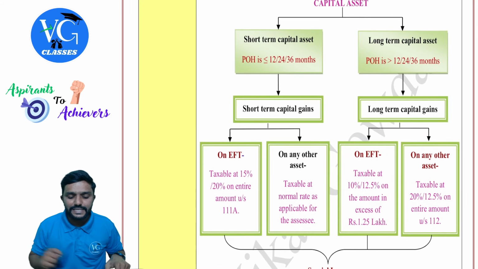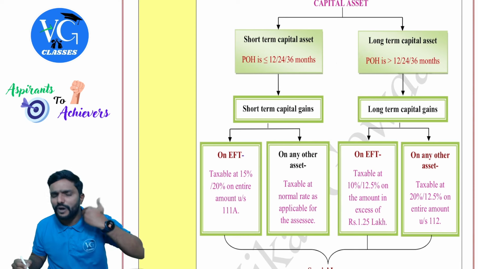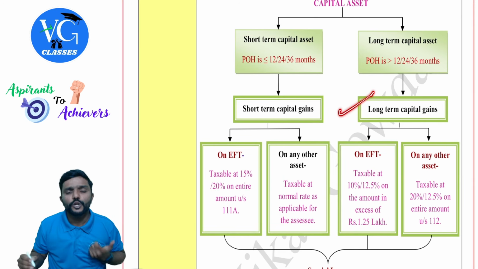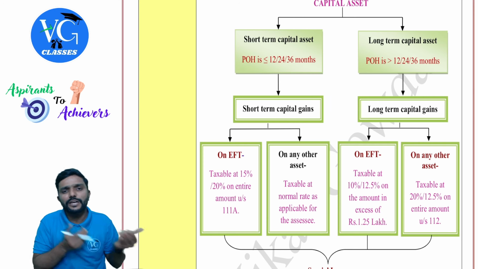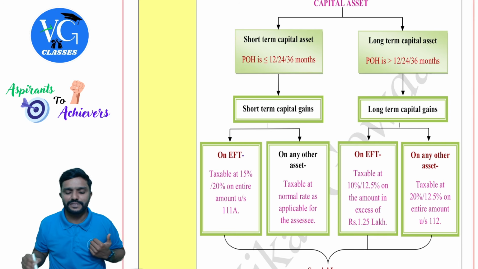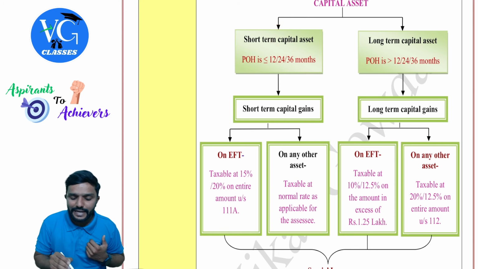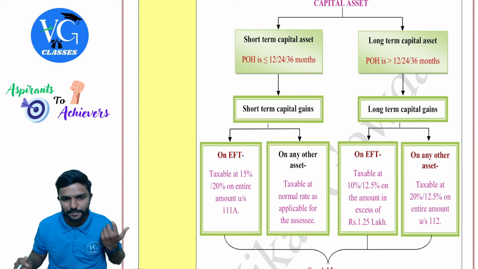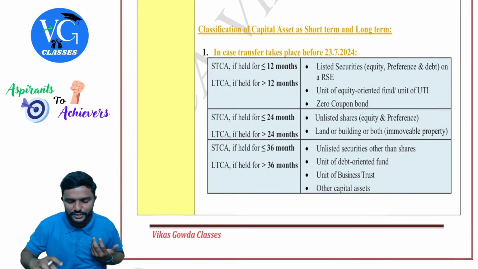If the capital asset is held for more than 12 months, 24 months or 36 months, depending upon the category of the assessee, we term it as long term capital gains. Whereas if it is held for less than or equal to 12 months, 24 months or 36 months, then we call that asset a short term capital asset, and we calculate short term capital gain on the transfer of the same. With respect to this, we have tax rates, which I will discuss in the next video.